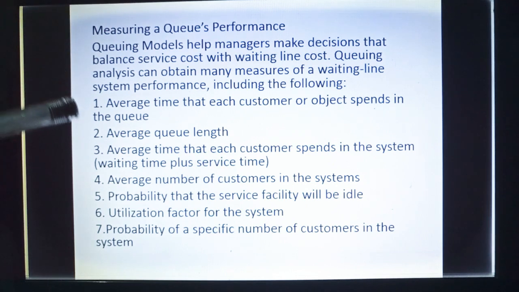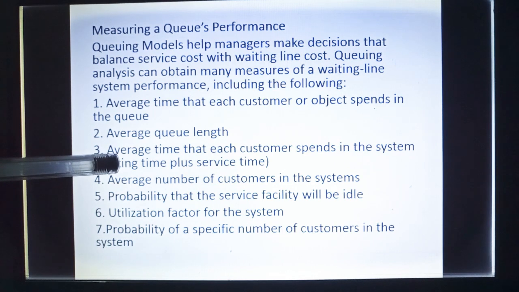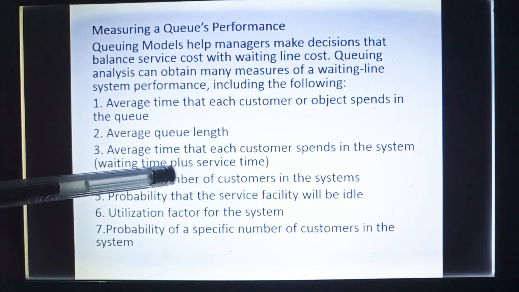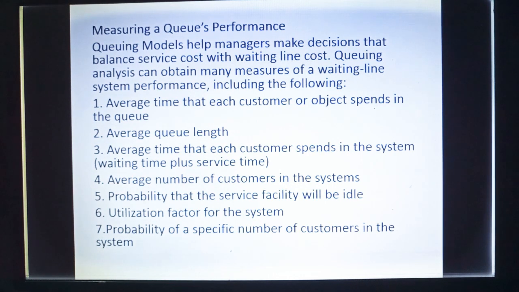And this is part of measuring the queue's performance. Then we have the average queue length. And then the average time that each customer spends in the system, that is the waiting time plus the service time. And then we also have the average number of customers in the system. So these are part of how we improve the queuing system.